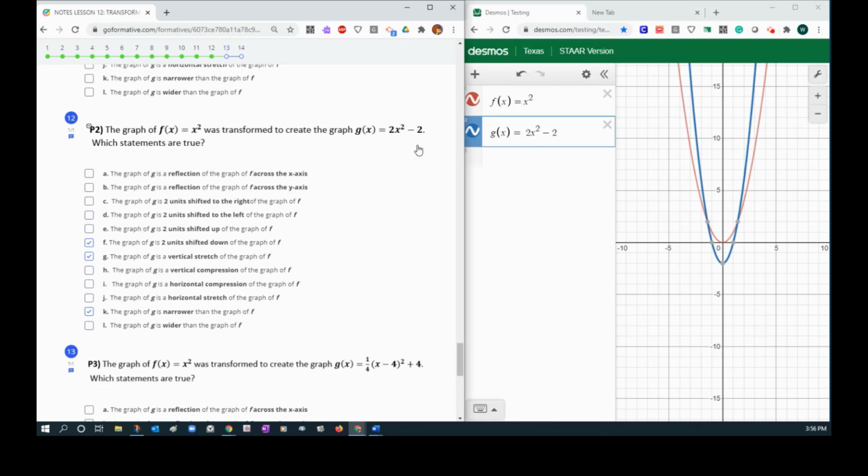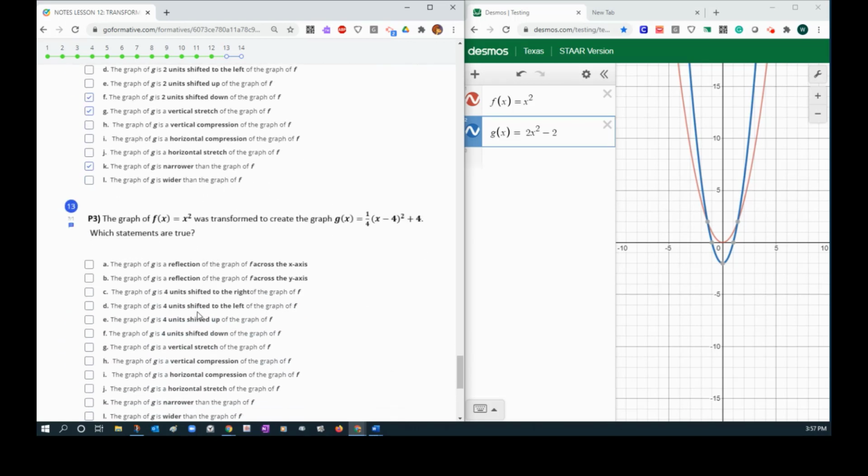Okay. So let's recap. The -2 means there was a translation or a shift down 2 units. There was no negative in front, so there was no reflection. And the coefficient in front of the x squared was a 2, which is bigger than 1, so that means it's a vertical stretch. And if you notice, the line became narrower.